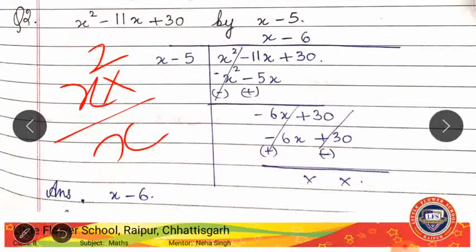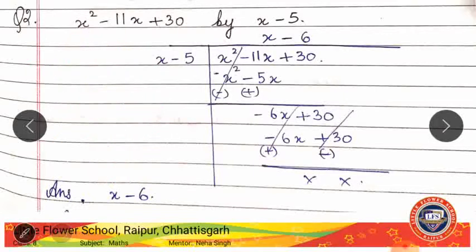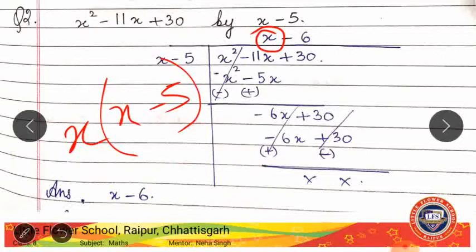So we are going to write here x, right? And next step, we will multiply this x, the first term of the quotient, with the divisor, that is x minus 5. What will we get? X into x is x square minus 5x, right?